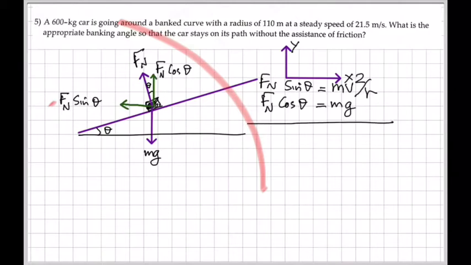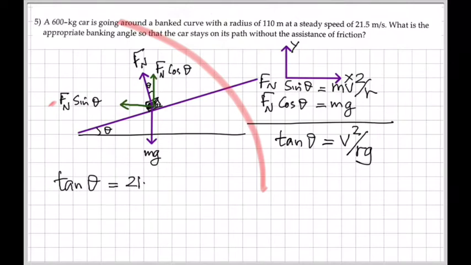So now you divide one by the other. The Fn will cancel. What is sine theta by cosine theta? Tan theta. And that's how the masses cancel, and you get v squared by rg. That's how you get that formula. If you don't remember that, then plug it into this equation and just calculate. So in this one, tan theta is 21.5 squared divided by the radius, which is 110.